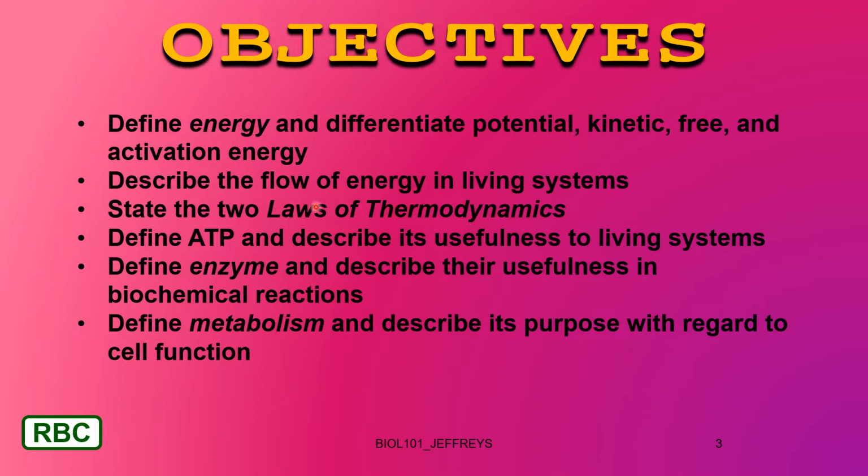Alright, so the objectives of this chapter are to define energy and differentiate potential, kinetic, free, and activation energy. There's a lot going on here in this chapter. Describe the flow of energy in living systems. State the two laws of thermodynamics. Define ATP, that's adenosine triphosphate, which you already know a little bit about. Describe its usefulness to living systems. Define enzyme, which you also know a little bit about at this point, and describe their usefulness in biochemical reactions. And define metabolism and describe its purpose with regard to cell function.